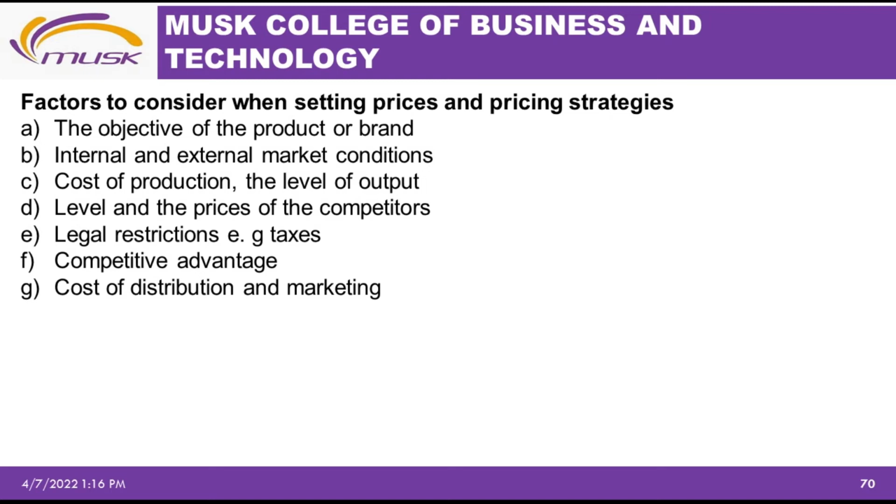So as we set our prices, we need to factor in taxes. And the other one is competitive advantage, and the other one is the cost of distribution and marketing. You need to make sure that goods are available from one point to another. So as you price, you need to factor in how much the cost will be.